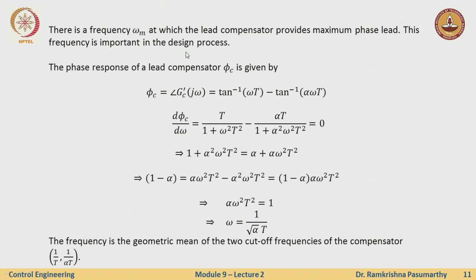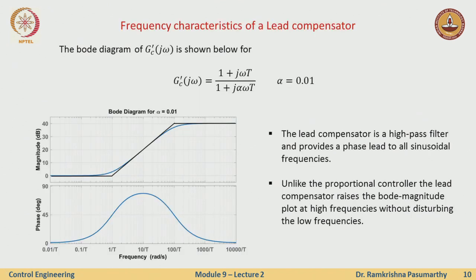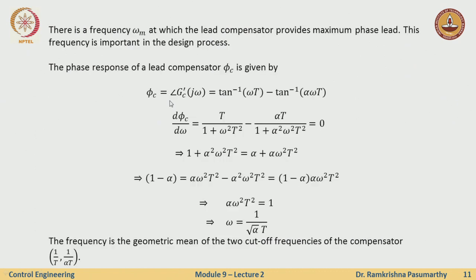Okay. Now, what is this maximum phase lead and what are we trying to identify here? We are trying to identify these two corner frequencies and this alpha, right. So, once we know these two corner frequencies, we know the alpha, then our design process is complete. Okay. Now, the angle which the compensator provides is given by this one, right.